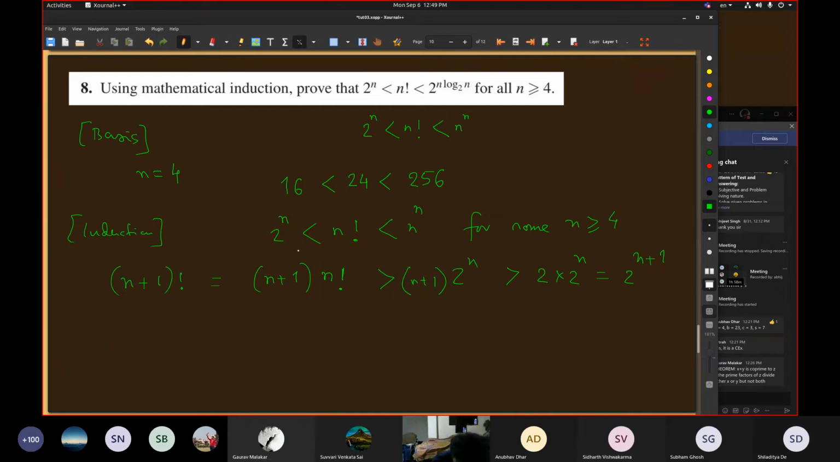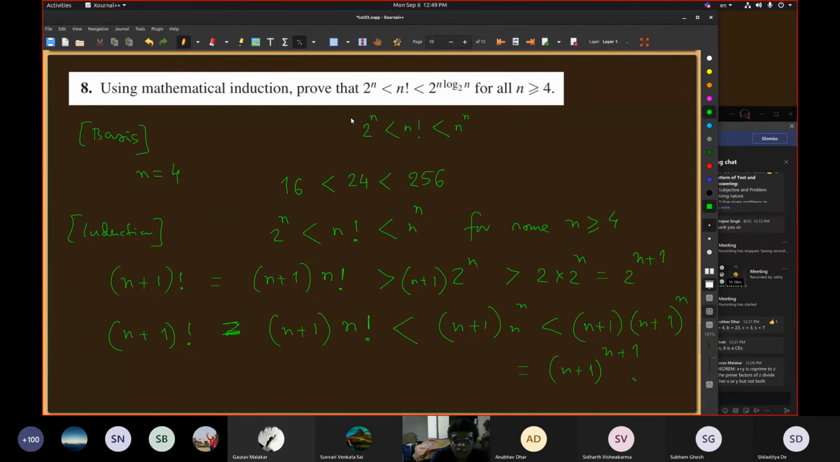This establishes this side of the inequality. The other side is also quite easy. This is equal to n plus 1 times n factorial. This is less than n plus 1 times n to the power n, which is definitely less than n plus 1 times n plus 1 to the power n, which is equal to n plus 1 power n plus 1.